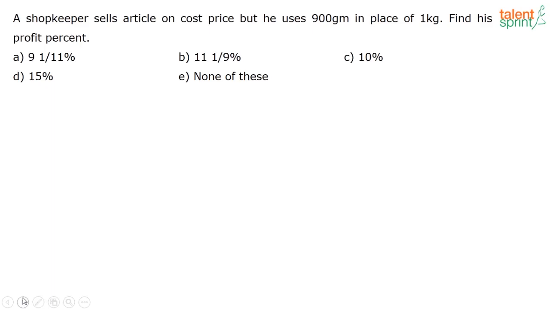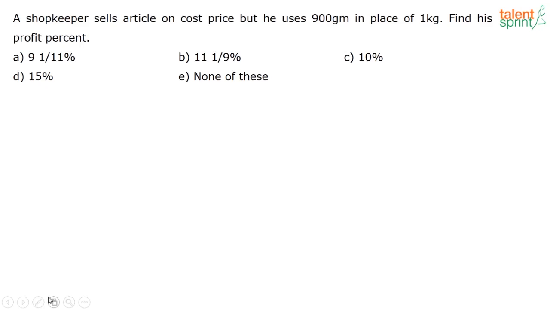This is a good question. Now this is where the dishonest seller problems come in. The next question is of that type. A shopkeeper sells an article at cost price, but he uses 900 grams in place of 1 kg. Find his profit percentage.